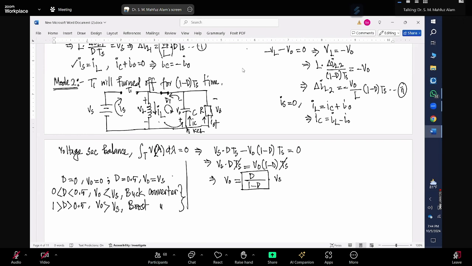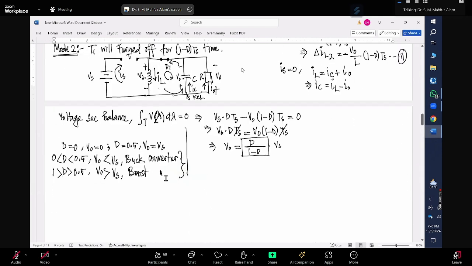So by choosing the appropriate value of D, we can make this circuit operate in either way. It can be operated as a buck converter or it can be operated as a boost converter. Is there any question so far? Any question?